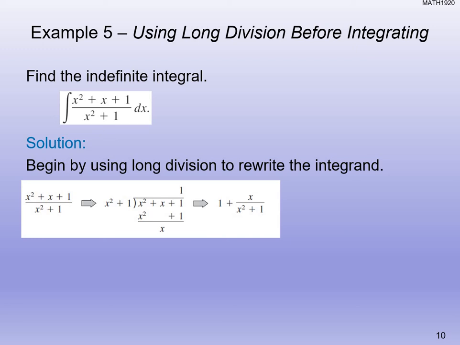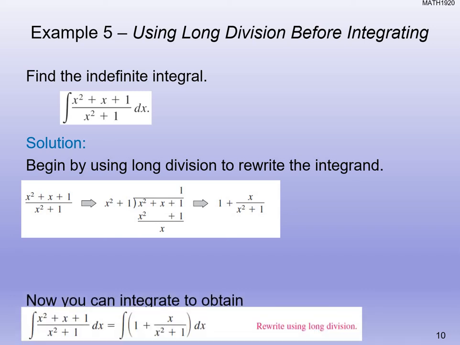But if you can't factor things out nicely, right, we can't really factor x squared plus x plus 1 nicely to cancel things out, so we have to use long division in this case. So when we do our long division, we get 1 plus x divided by x squared plus 1. Remember, that's our remainder, x over x squared plus 1 in our long division.